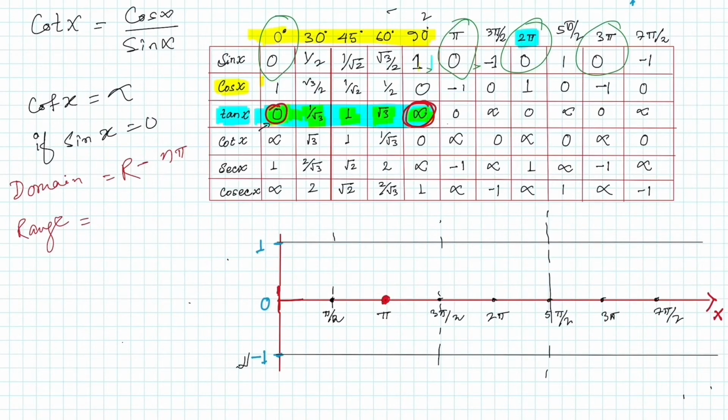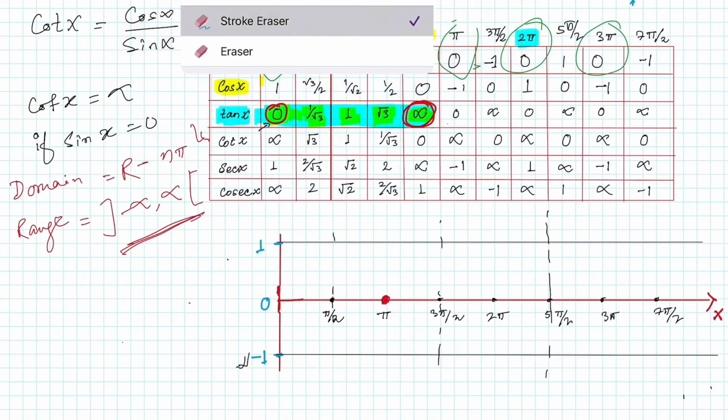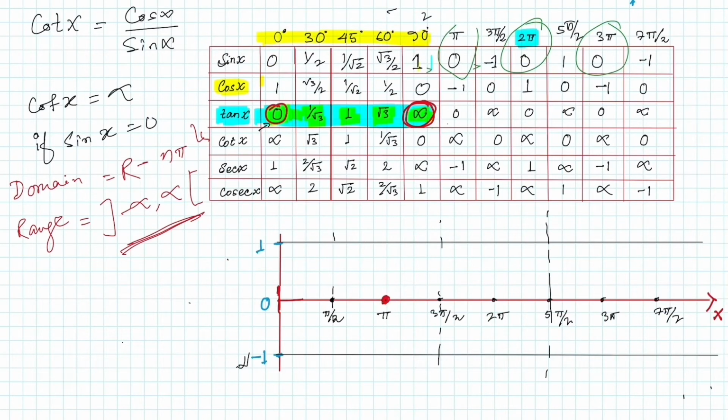So what will be the range? Range will be same as tan x, that is open interval from minus infinity to plus infinity. If you observe the values of cot x, then you can find the range easily. Here also like tan x, the values are lying in this interval. Okay, and its graph, so as you can see, let us observe the values of cot x at those points here. Let me show you here.